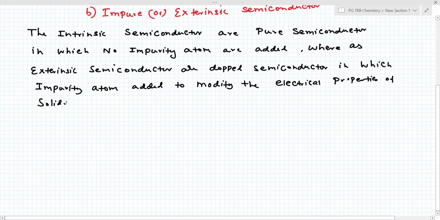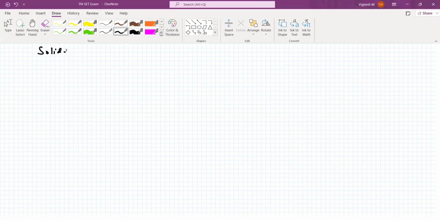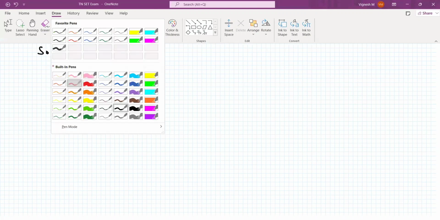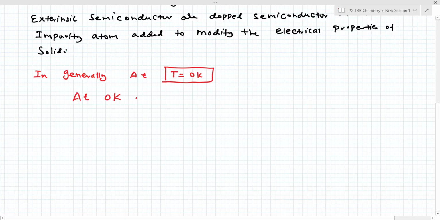In general, at temperature T equal to 0 Kelvin, there is no migration. Yes or no? Very important, please note. At 0 Kelvin, the valence band.